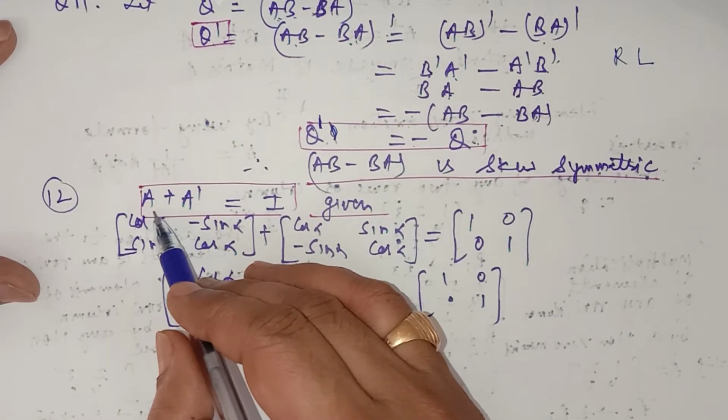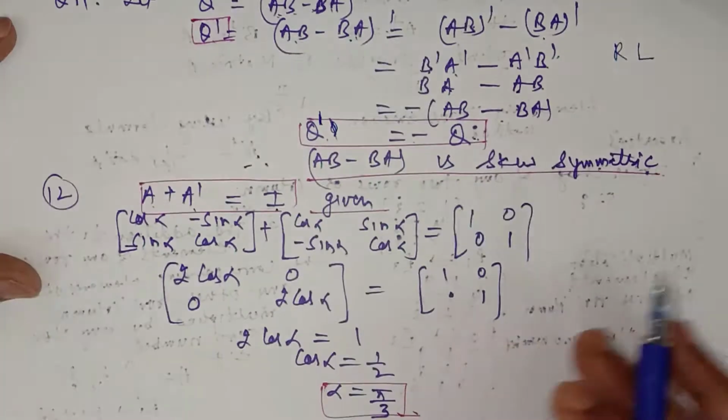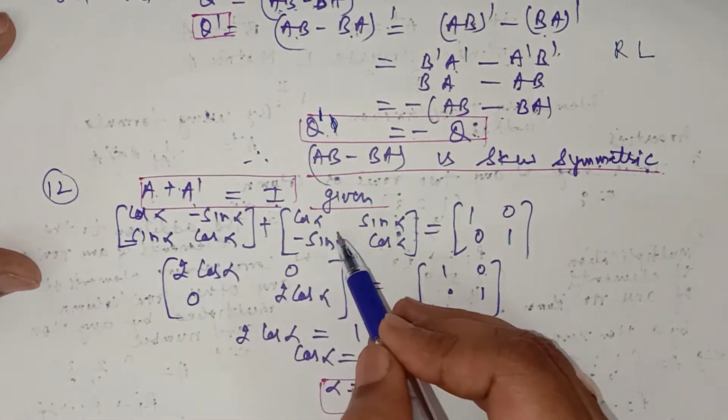Now in question number 12, it is given that A plus A transpose equals I, and you have to find the angle alpha. The matrix A is given, and the A transpose you can easily find.